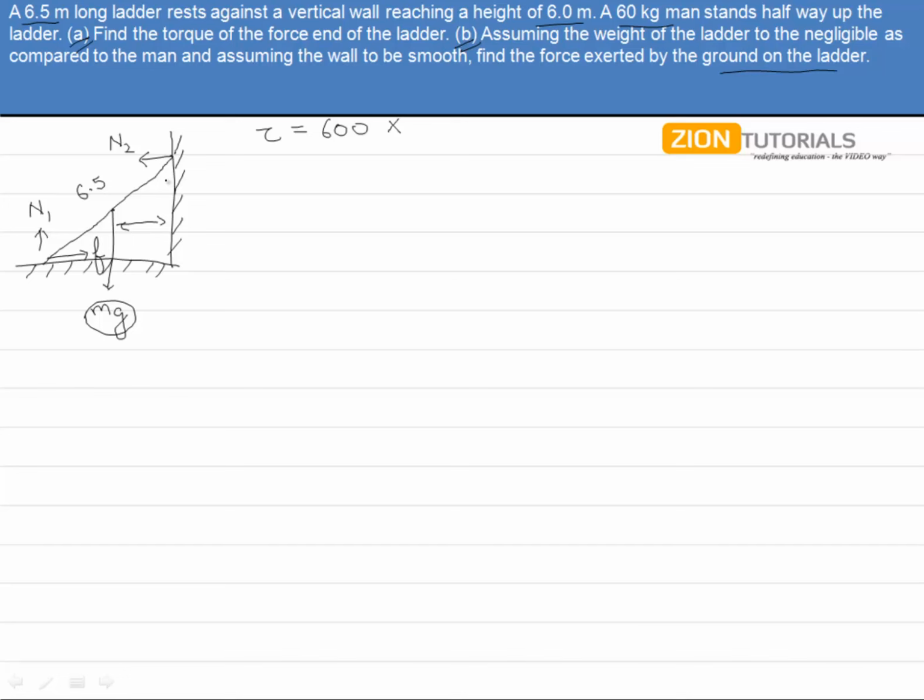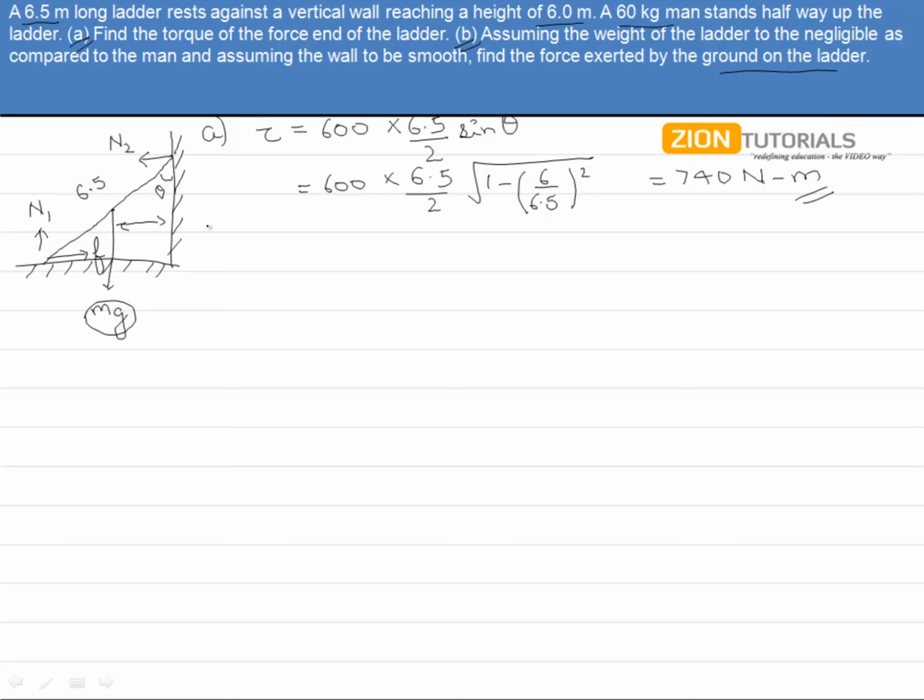If we take this angle to be theta, then we can write it as 6.5 by 2 sine theta. Putting the values over here, we get 600 into 6.5 by 2 into square root of 1 minus (6 over 6.5) squared, giving us a torque of 740 Newton meters. Now this was the first part.